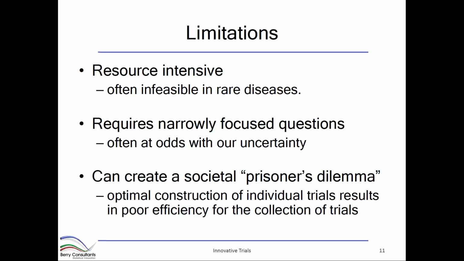The other aspect of this is it also creates a societal prisoner's dilemma, which I'm going to talk a little bit more about in later slides. But the notion that if we run multiple clinical trials, if I'm running 30 or 40 clinical trials in Alzheimer's or heart disease or something else, each one of those can be optimal for its task. But if we look at the collection, we get some odd behavior. And again, I'll come back to this.